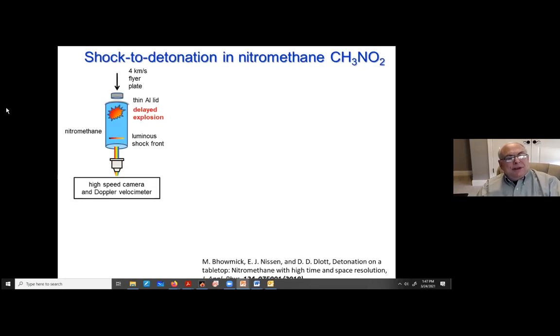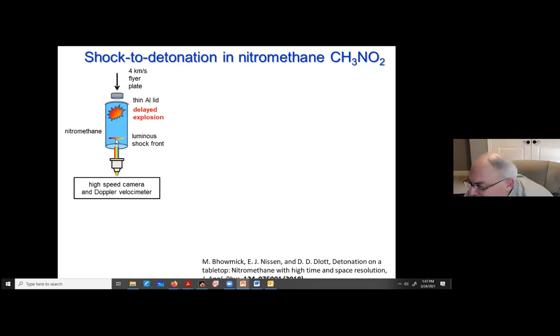So now I just want to tell you a really interesting feature of the nitromethane. This tube here is supposed to represent nitromethane, and here's my flyer plate. The flyer plate launches a shock, and this is the shock front here. The nitromethane's reacting, and we see light from the shock front, so we call it the luminous shock front.